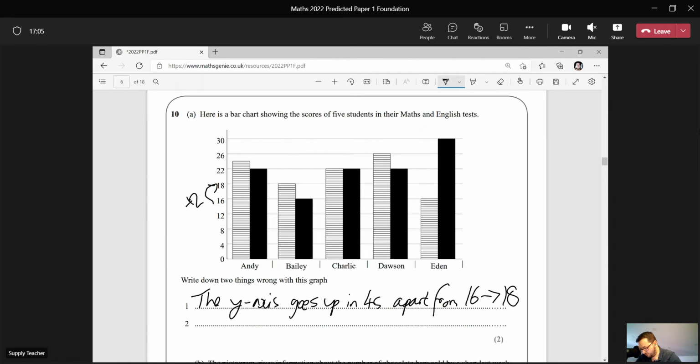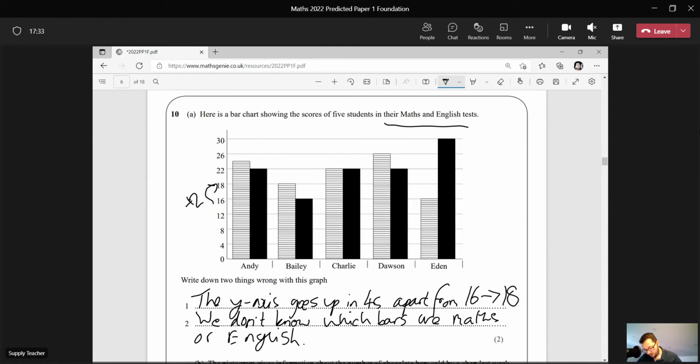And then something else wrong. Well, it says here is a bar chart showing the scores of 5 students in their maths and English test. But looking at this graph, I've no idea which one's maths and which is English. So we don't know which bars are maths or English.